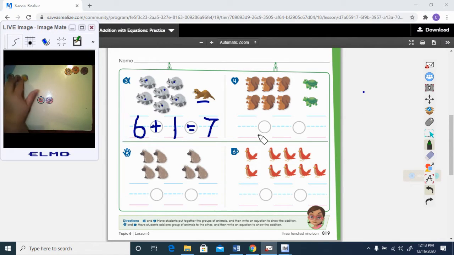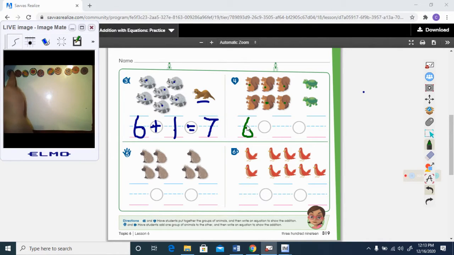I have to put my counters back up here and clear my board because I'm getting ready to do another problem. There are 6 squirrels. 2 turtles join them. How many animals are there in all? So how many squirrels do we have? 1, 2, 3, 4, 5, 6.